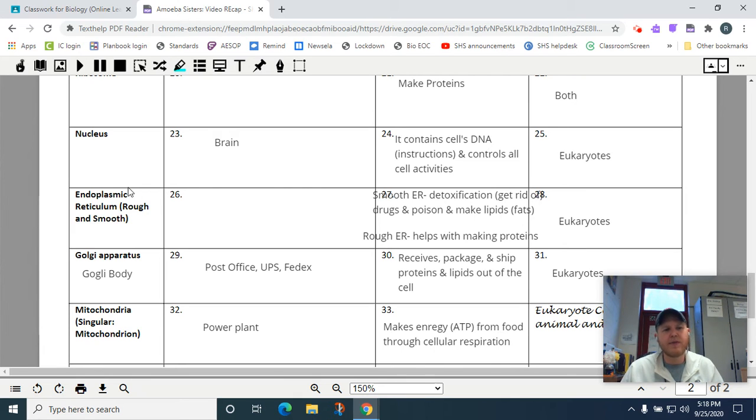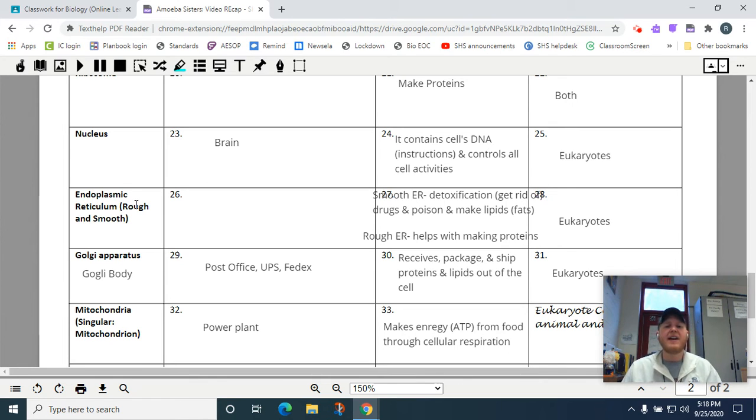Next thing we have is the endoplasmic reticulum. So we have two different ERs. We call these ERs for short. So we have a smooth ER and we have a rough ER. And they look different. And since they look different, kind of like your heart and your liver look different, or your heart and your lungs look different, they have different jobs.